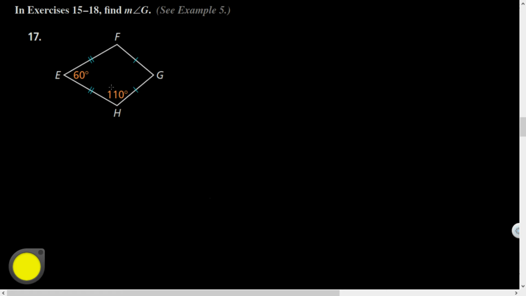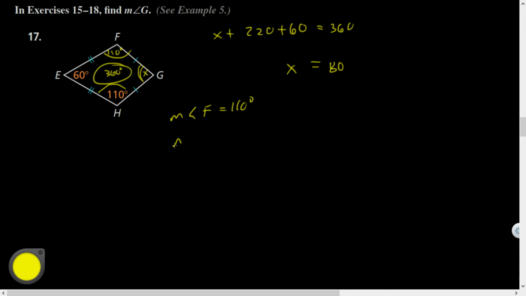Here's a kite. We knew that exactly one pair of angles in a kite was congruent to one another. Since this is a quadrilateral, we know that all of the angles add up to 360. To find this angle, I'll call it x. So x plus 220 plus 60 equals 360. Subtract 60 from both sides, I'd get 300. Subtract 220 from 300, I believe I get x equals 80. Is that right for angle G? So the measure of angle F is 110, and the measure of angle G is 80 degrees. There you go.